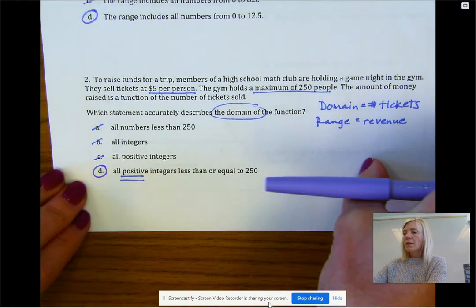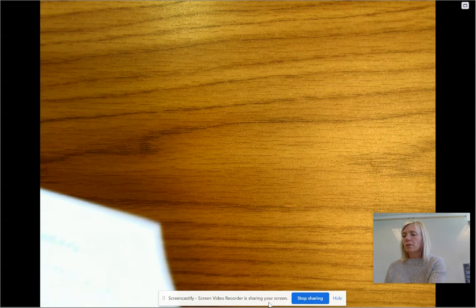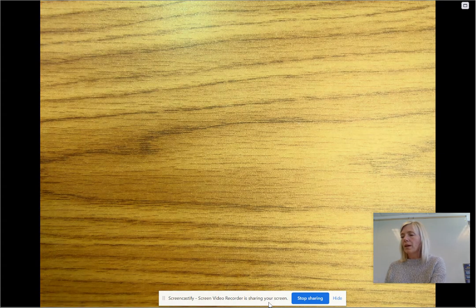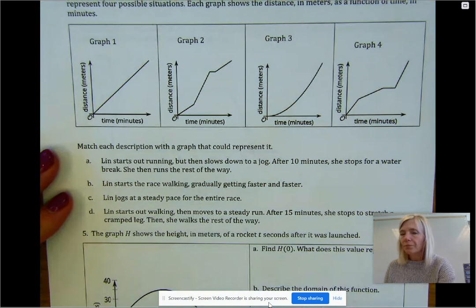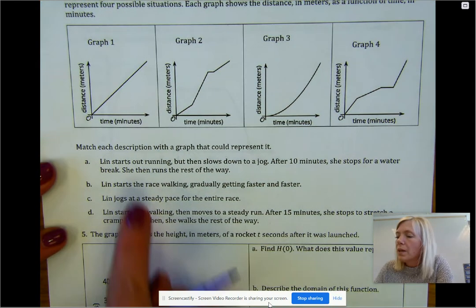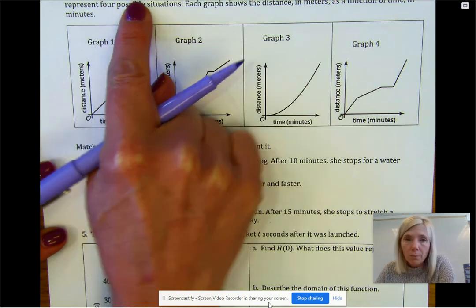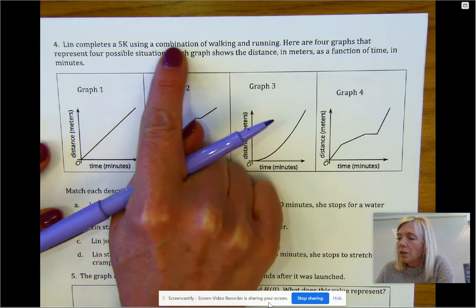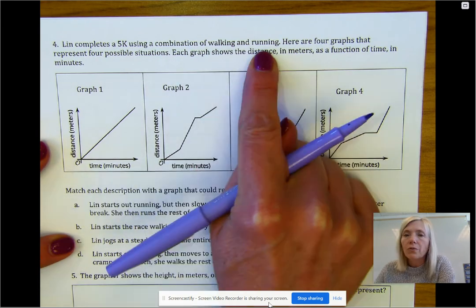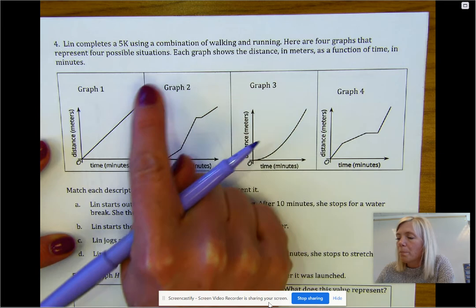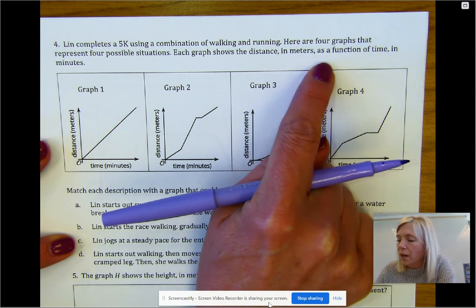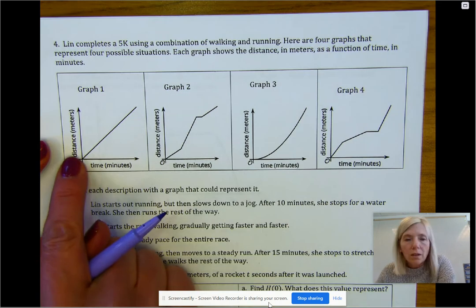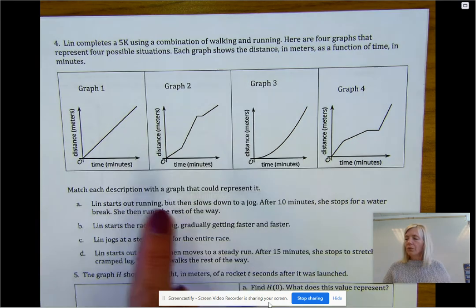All right, the assignment has you skipping number 3 and going to number 4, which I have here on the next page. And so we're looking at some graphs and matching down below. So Lynn competes a 5K, so that's a race, using a combination of walking and running. Here are 4 graphs that represent 4 possible situations. Each graph shows the distance in meters as a function of time in minutes. So we have distance and time for each of those 4 graphs.